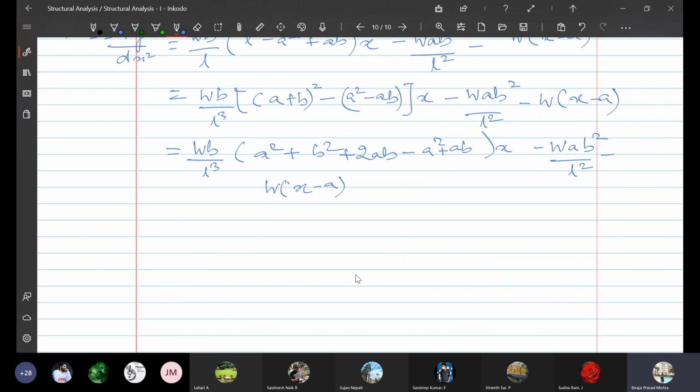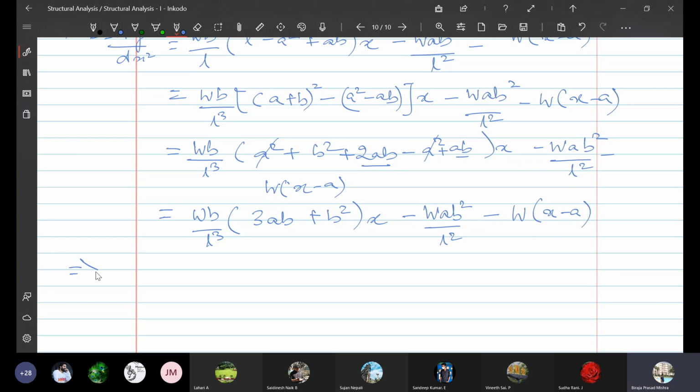Okay, so if I further simplify this, this becomes WB by L cube into 3AB plus B square. This is 2AB plus AB, so it is 3AB plus B square, and this A square and A square get cancelled out. Into X minus WAB square by L square minus W into X minus A.